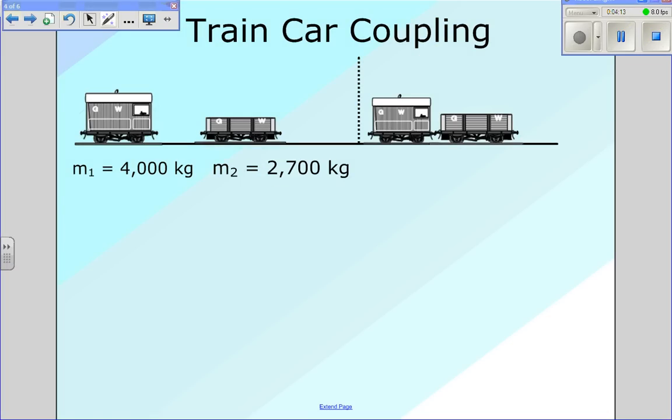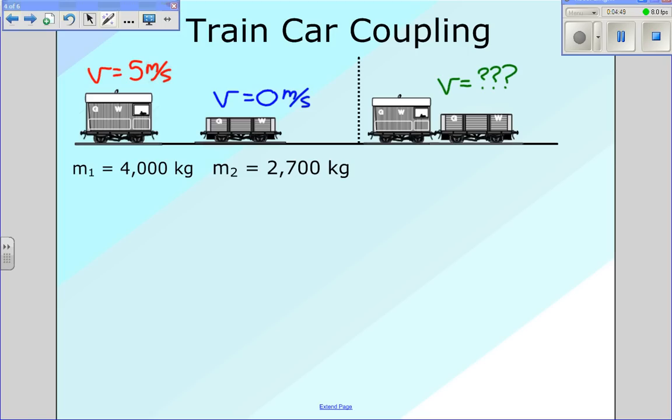Now we're going to add to this idea by saying that this first train car is coming in with a velocity equal to 5 meters per second. And the second train car on the right, we're going to say has no velocity at all, 0 meters per second. So the first train car, which I'm going to show in red, will collide with the train car on the right, and then they will both move off together in the direction to the right. And we're trying to figure out what that velocity is going to be after they collide.